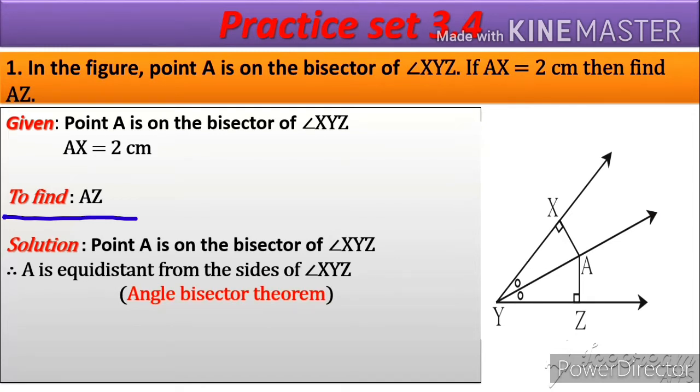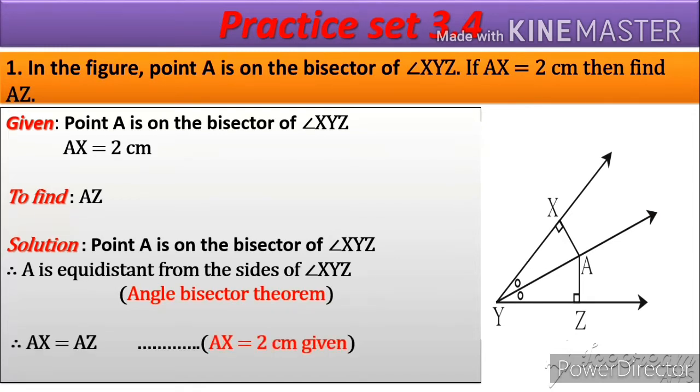Solution: point A is on the bisector of angle XYZ. Therefore, A is equidistant from the sides of angle XYZ by the angle bisector theorem. Therefore, AX is equal to AZ and AX value is given as 2 cm. Therefore, AZ is equal to 2 cm.